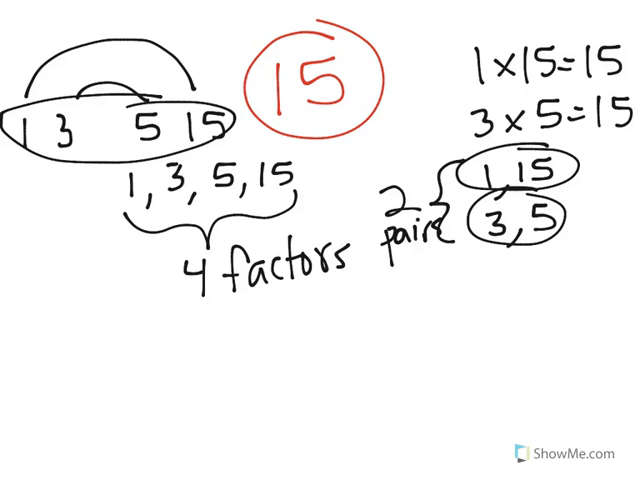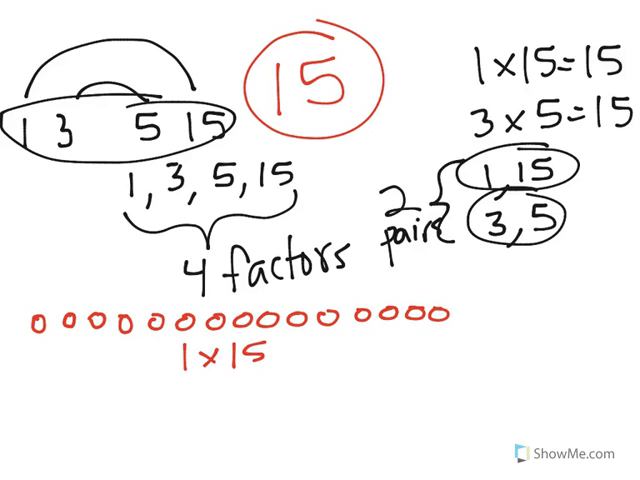So we could do one row of 15. 1, 2, 3, 4, 5, 6, 7, 8, 9, 10, 11, 12, 13, 14, 15. That's an array right there of a 1 by 15 array. So that's one way that Taj could organize his cars.